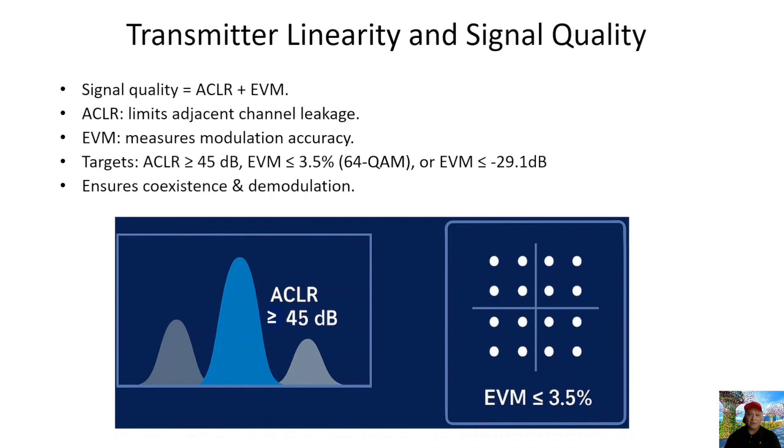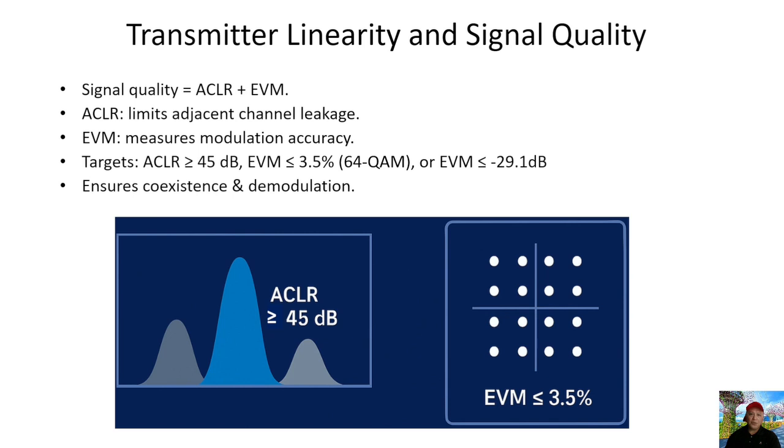Output power alone isn't enough. Signal quality matters too. Two critical metrics are ACLR, adjacent channel leakage ratio, and EVM, error vector magnitude. ACLR measures how much unwanted power leaks into neighboring channels. EVM quantifies modulation accuracy, a key indicator of transmitter distortion.